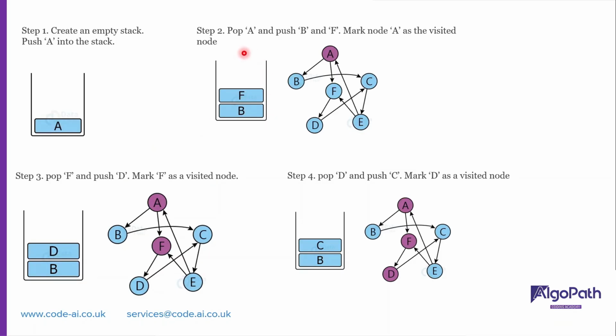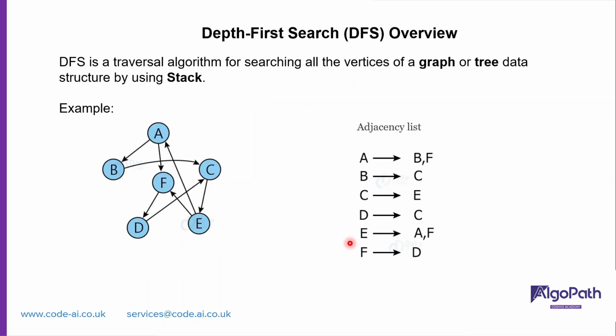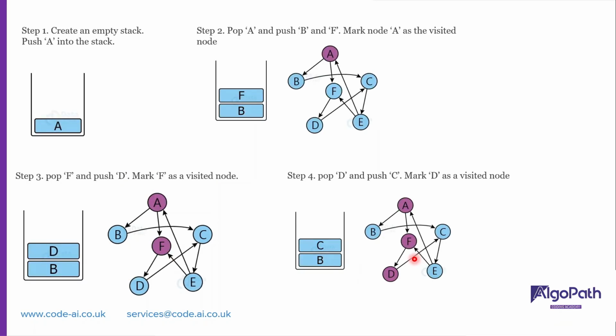So we know how a stack works, right? If we say pop the node, then it is going to pop the node that was inserted at the end, which is F. So F will be visited as well, and we will pop F. We will push all the unvisited neighbors of F. So let's see who are the neighbors for F. Only D. And we can see that here as well. So D has been pushed.